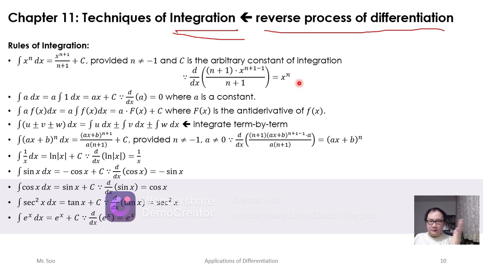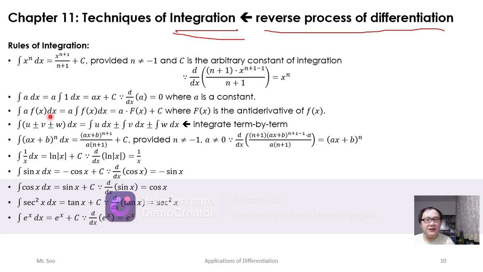That's why it's called the reverse process of differentiation. It's like working backwards, like what Charlie mentioned in class today. You can think of integration as the backward process of differentiation. Then for the second one, notice for differentiation, when you differentiate a constant, you always get 0, correct? However, when you integrate a constant with respect to x, that is not 0, that is just the constant times x, which is ax plus c.